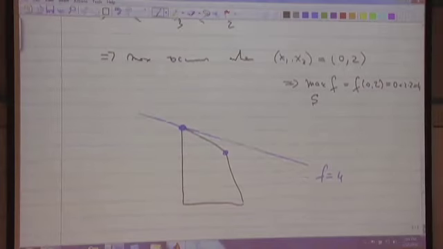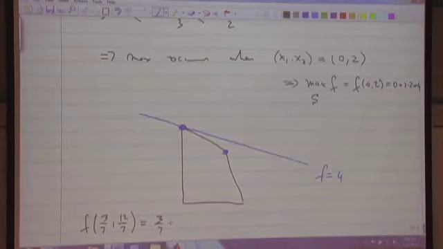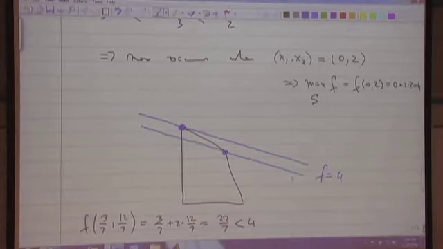Well, the other vertex was 3/7 and 12/7, right? So what is this? 3/7 plus 2 times 12/7, that's 27/7. That's just slightly less than 4, right? But it is less than 4. Okay? So the value of f here is 27/7, right? So this is the maximum point.